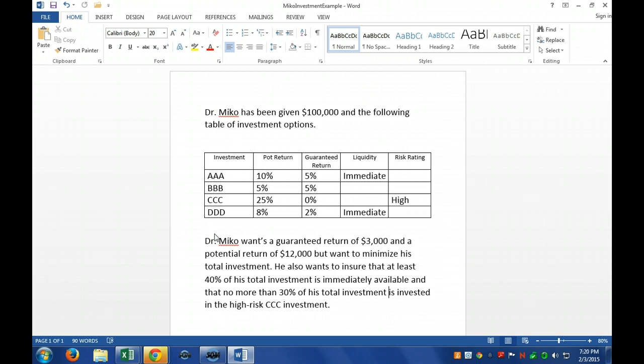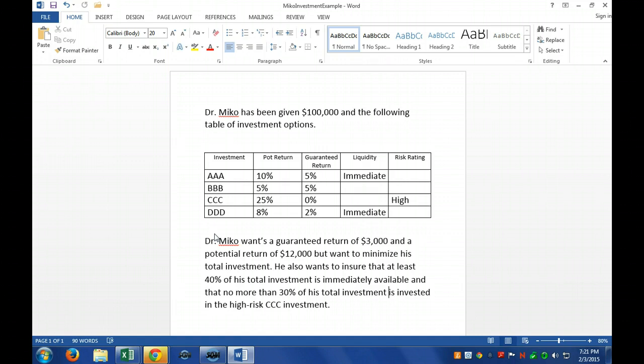He says he wants to ensure that at least 40% of his total investment is immediately available. So there's two things that are immediately available, AAA and DDD. Those are the two that are immediately available. So how would I write that? AAA plus DDD has to be greater than or equal to 40% of what? That's the key right there. 40% of what? The objective? Your minimum investment? My total. 40% of my total, which is AAA plus BBB plus CCC plus DDD.